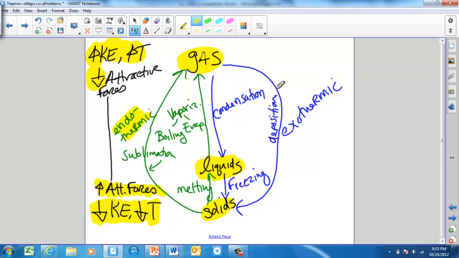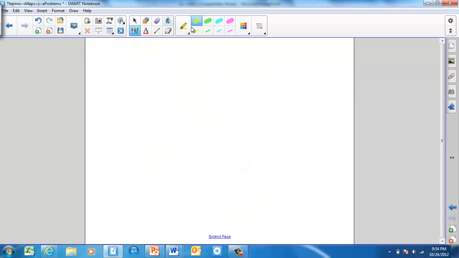Okay, so whether that be melting, sublimation, vaporization, boiling, or evaporation, those are all endothermic and require an input of energy. Everything on this side is going to be exothermic because energy is being released, and that's going to include condensation, freezing, and deposition. Okay, so again, just a quick review of the big major concepts.